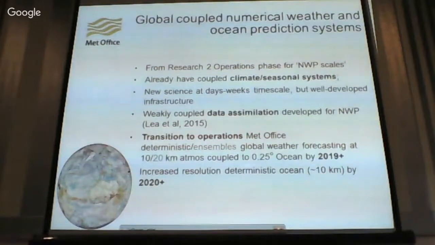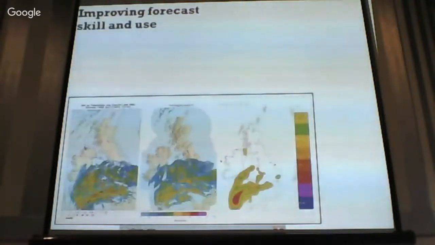As I say, it's already very mature for climate and seasonal. We have developed a weekly coupled data assimilation system, and now really transition towards operations over the next year or so at 10 kilometres deterministic, 20 kilometres ensemble, and then coupled to a coarser ocean, and then a pathway towards increasing the resolutions in the ocean in particular beyond that. So that's a pretty well established and mature approach.